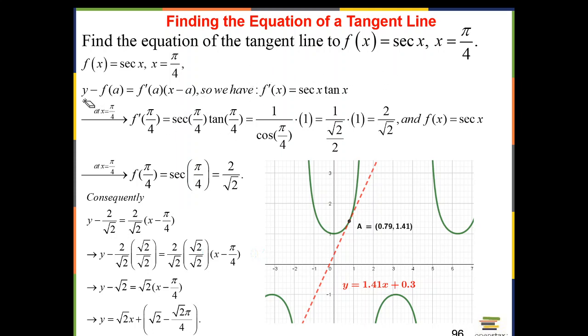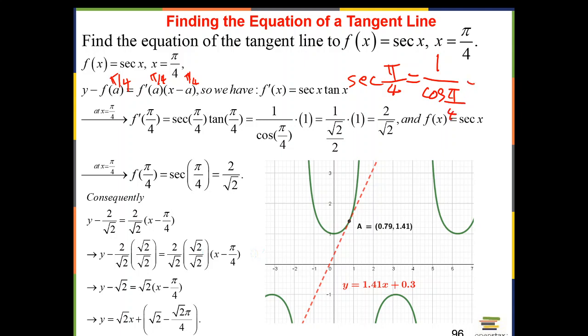Again, the same setup, right? y minus f of a equals f prime of a times x minus a. Our a here is pi over 4. This right here, a is pi over 4, right? This is pi over 4 here, and this is pi over 4. So we're going to have to find f of pi over 4, which is secant of pi over 4. Now, remember, secant is 1 over cosine. So secant of pi over 4 is 1 over cosine of pi over 4.